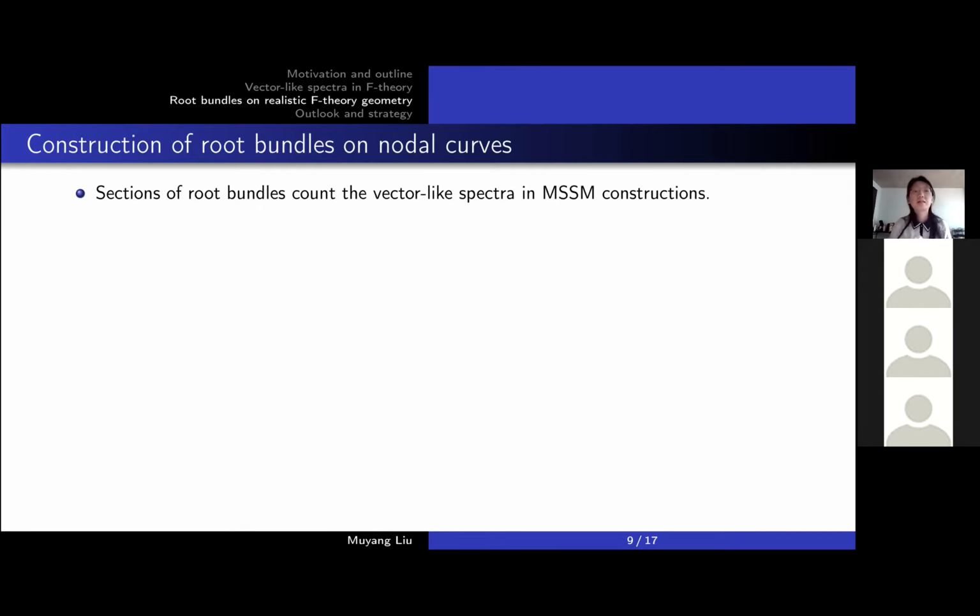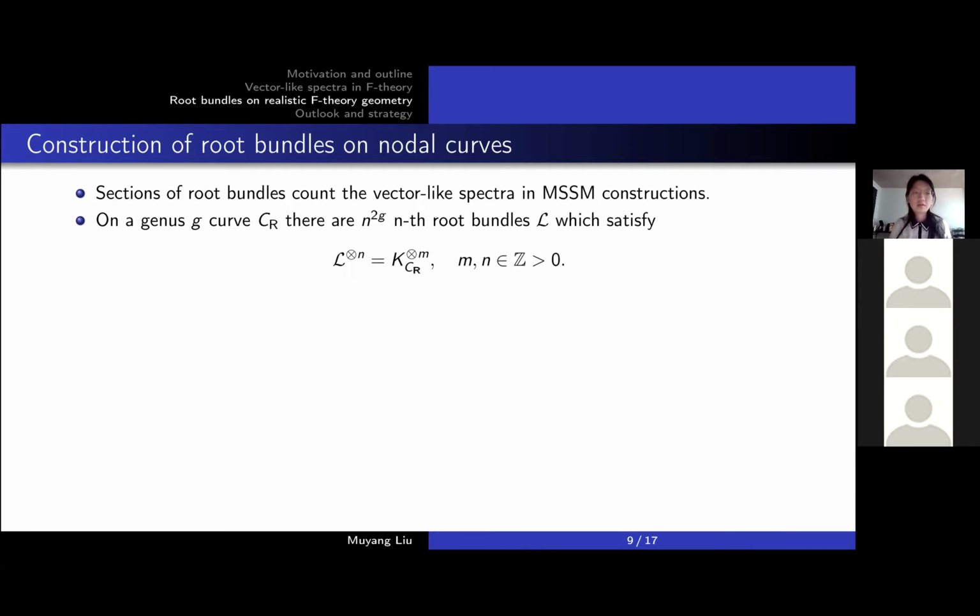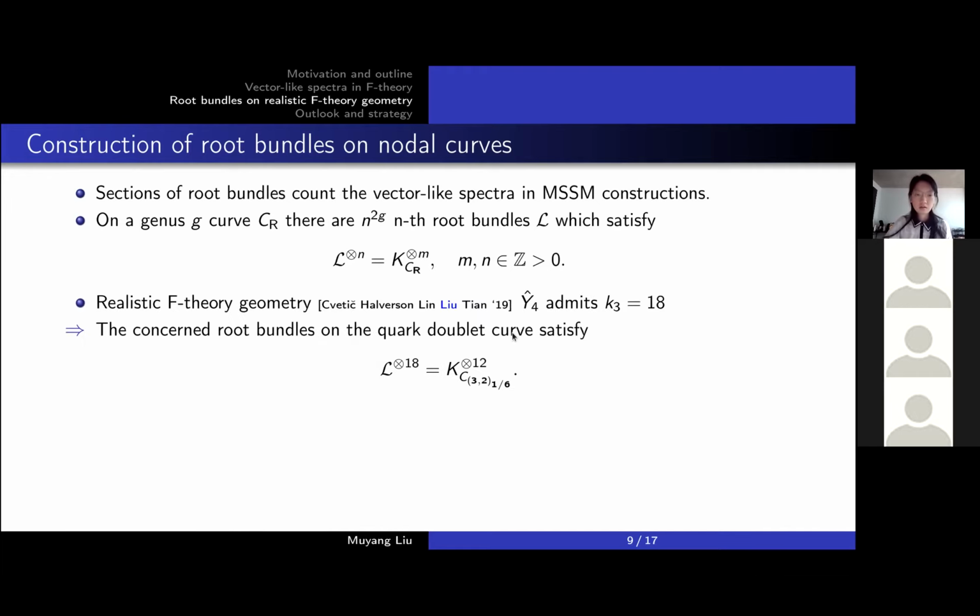So we realized that the section counting of the root bundles is related to the vector-like spectrum in MSSM constructions. And moreover, on a genus g curve, there are n to the 2g power of nth root bundles L, which satisfy the following conditions, where m and n are both positive integers. Of course, they are not divisible by each other.